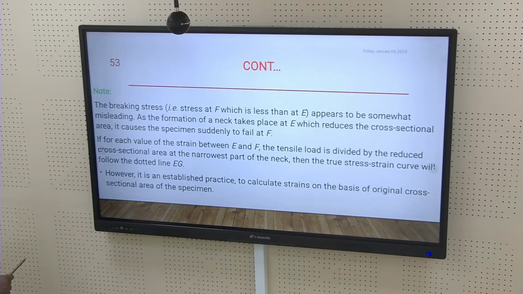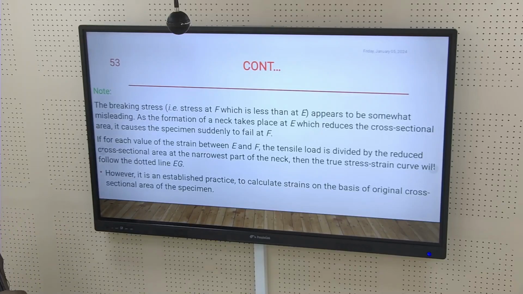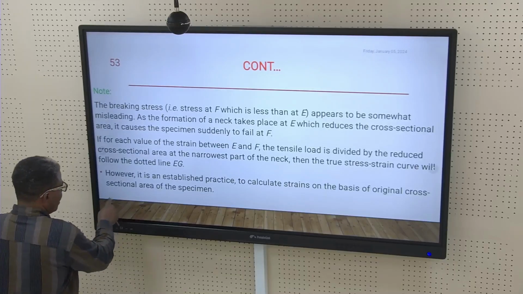If for each value of the strain between E and F, the tensile load is divided by the reduced cross-sectional area at the narrowest part of the neck, then the true stress-strain curve will follow the dotted line EG. However, it is established practice to calculate strain on the basis of the original cross-section area of the specimen. Let's see this.